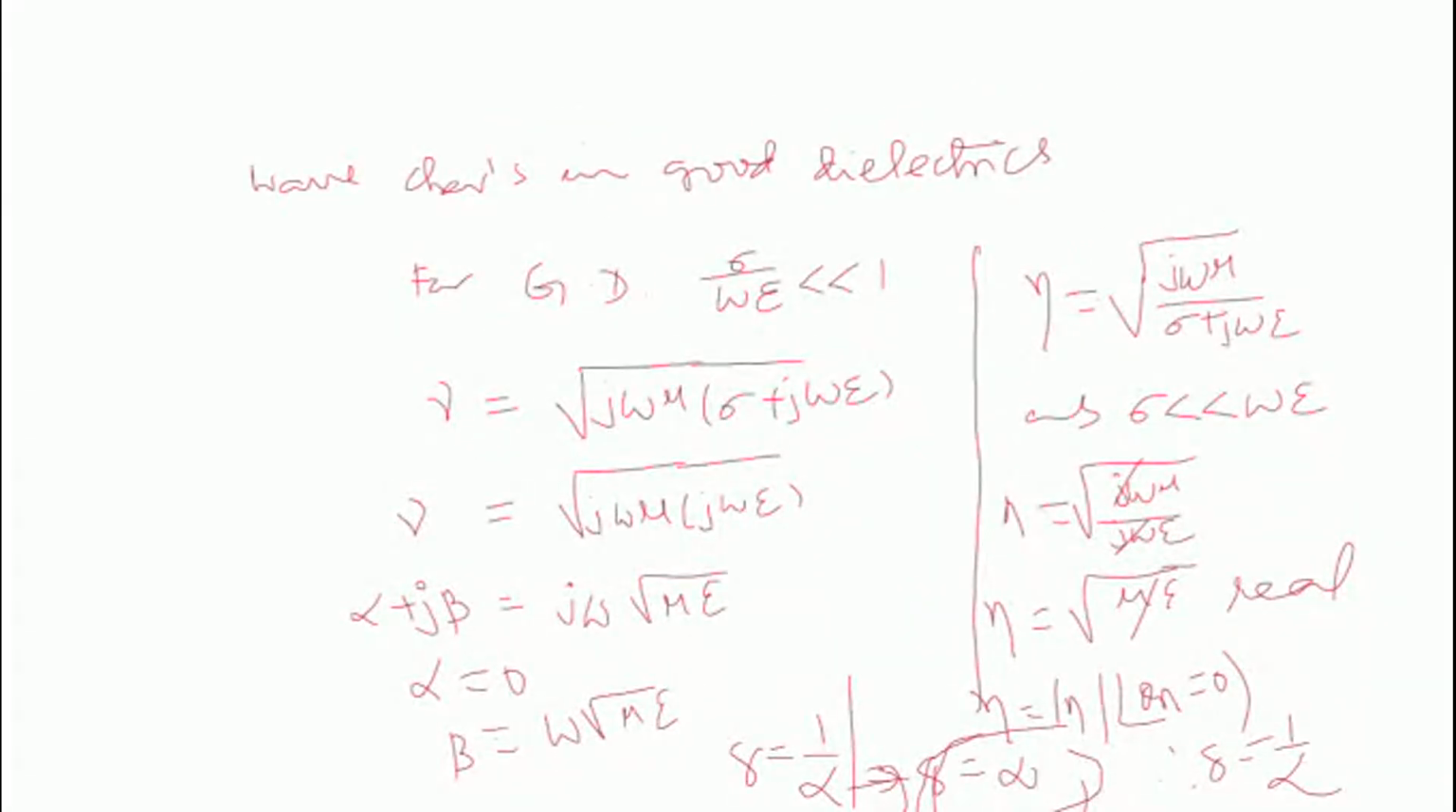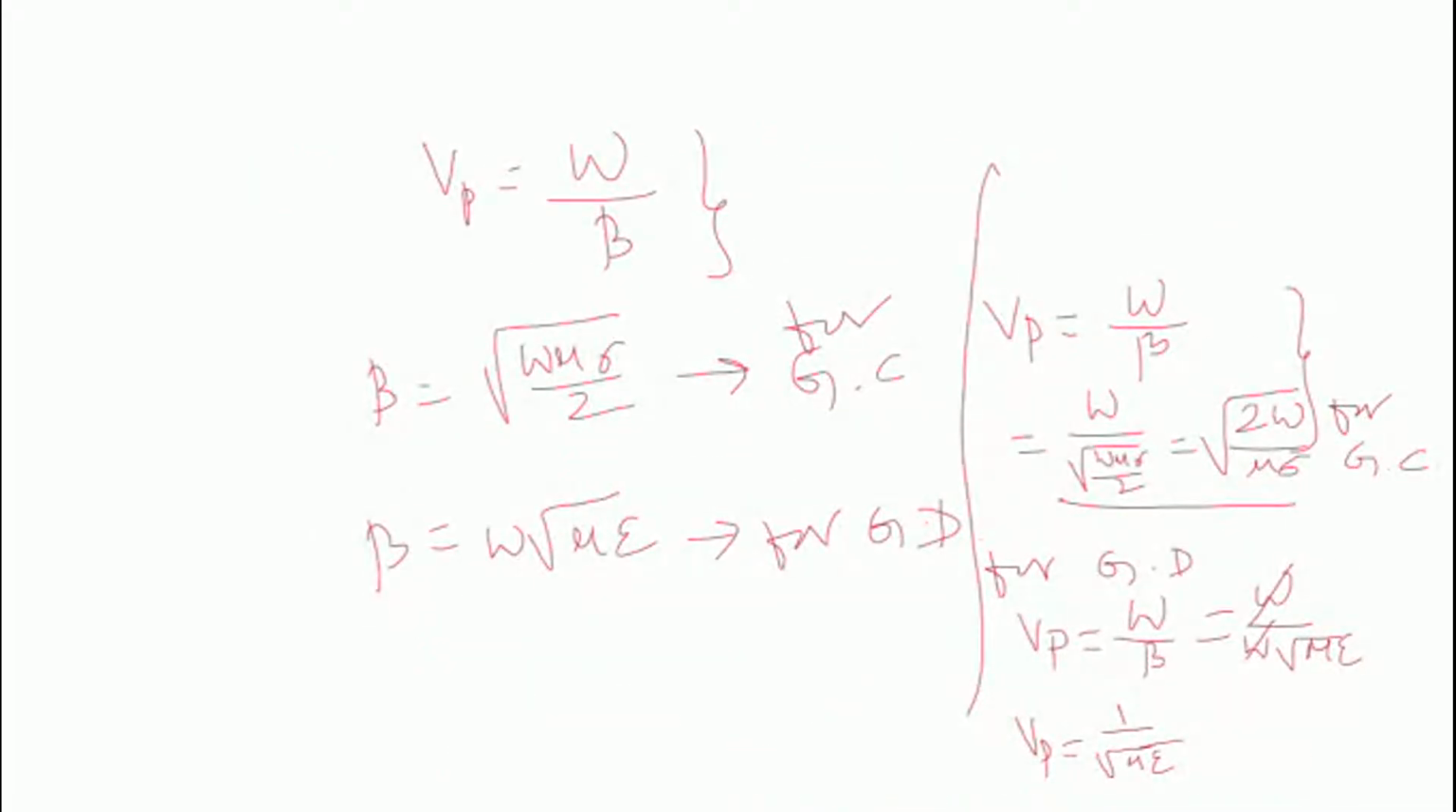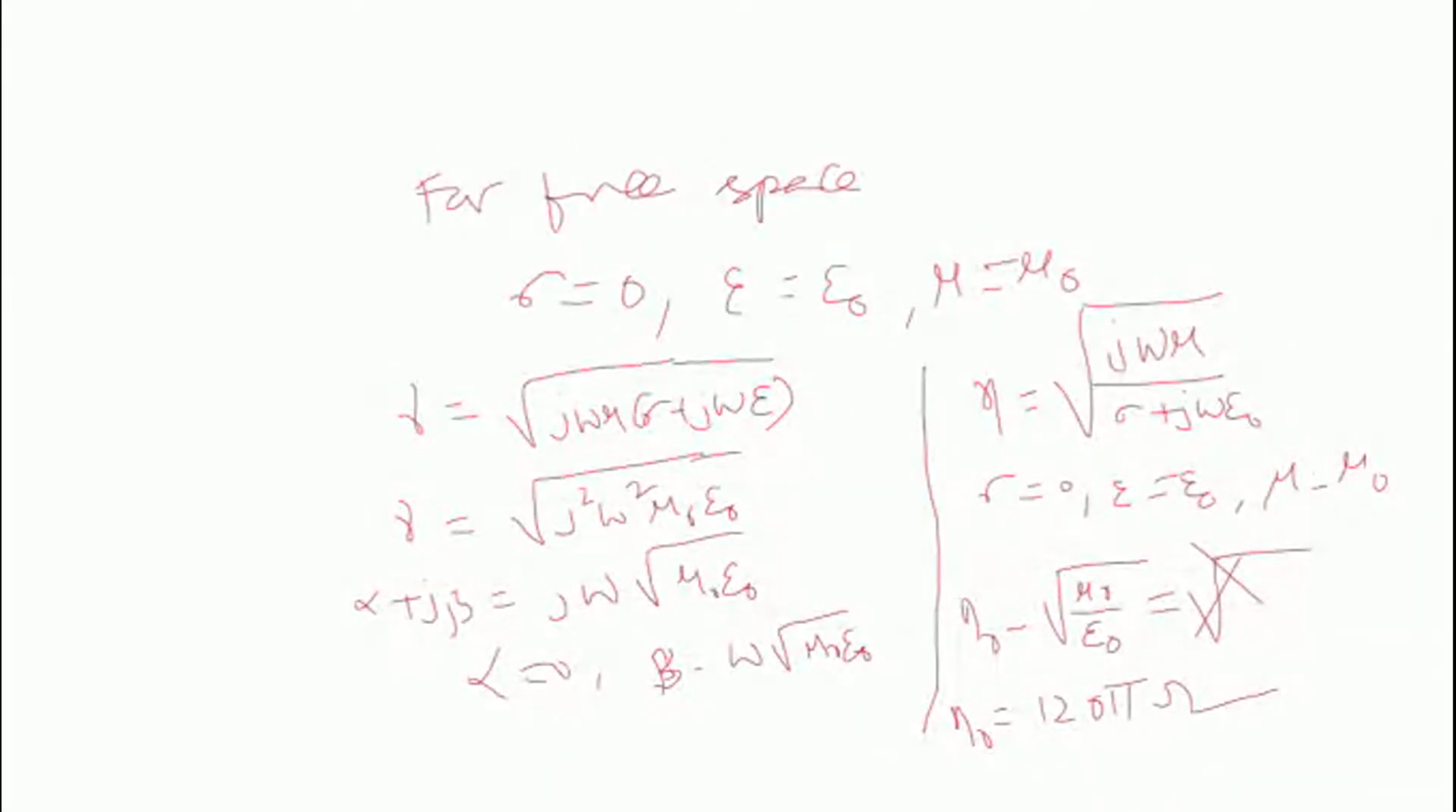Wave characteristics in good dielectrics. For a good dielectric, alpha equals 0, beta equals omega under root mu epsilon, and neta equals what? Under root mu by epsilon, it is real. Similarly, for free space, we derived the characteristics. And of course, we discussed phase velocity also, that is omega by beta. Then for free space, EM characteristics like this: alpha equals 0, beta equals like this, and neta value is 377.